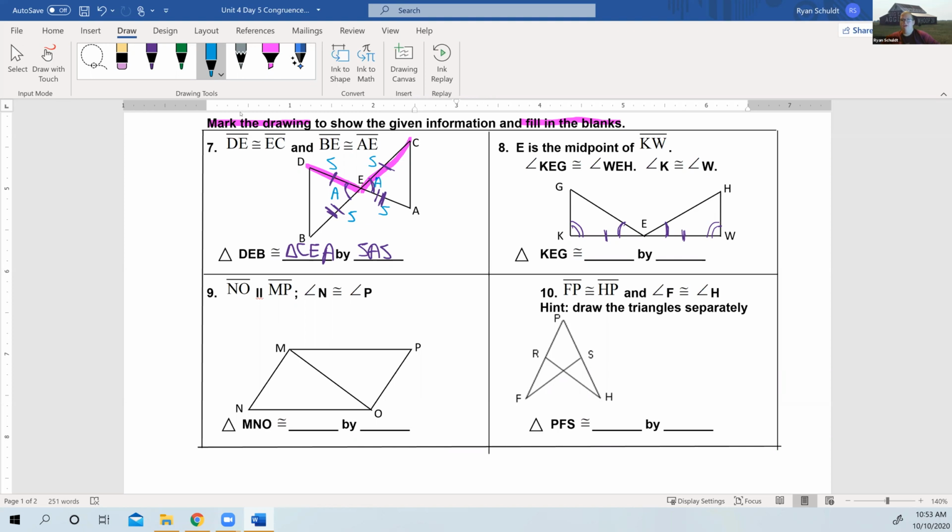So if I do my congruent statement, KEG is the triangle that they name. They also put that up here, so I don't even have to think about the order of my letters. They just give it to you. Triangle KEG is congruent to triangle WEH.